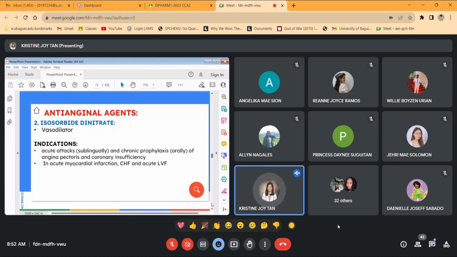So, here you have your isosorbide dinitrate. So, madalas itong ginagamit in patients with ischemic heart disease, your isosorbide dinitrate. So, it is a vasodilator, so it will dilate your vessels. Indication, used for acute attacks. So, acute attacks, you use it sublingually. Acute attacks of angina pectoris.